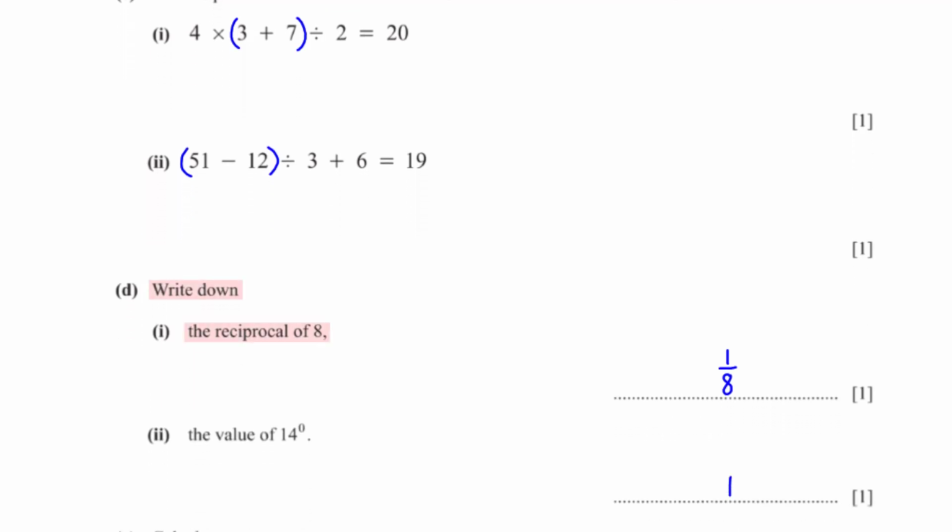Write down the reciprocal of 8. The reciprocal of any number is 1 over the number. So in this case, that would be 1 over 8. Write down the value of 14 raised to the power 0. Any number raised to the power 0 is 1, so 14 raised to the power 0 is 1.